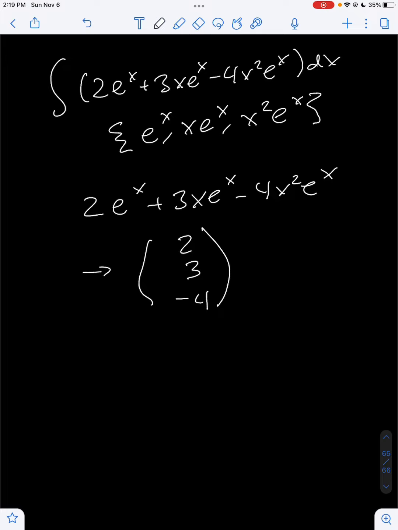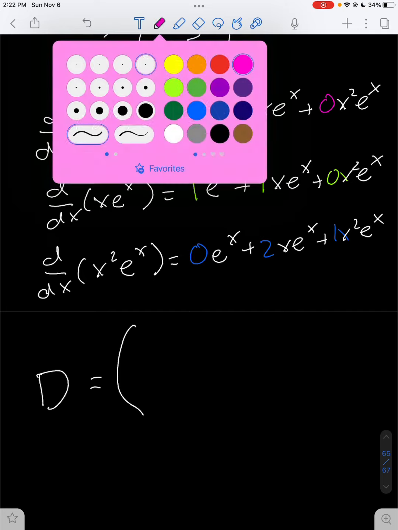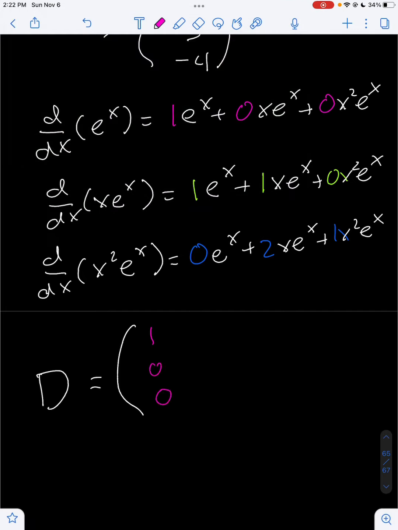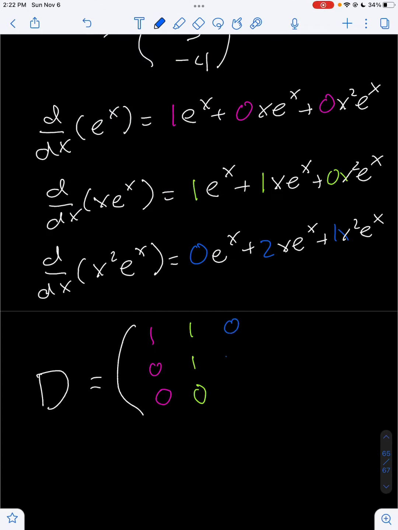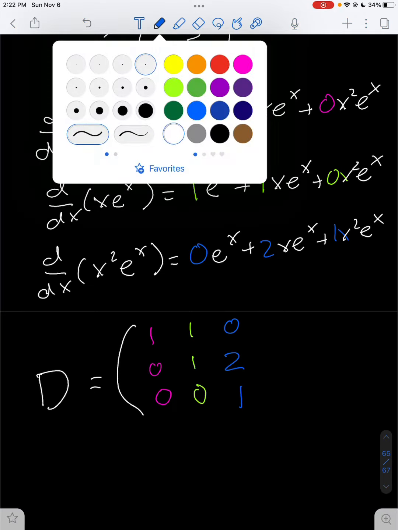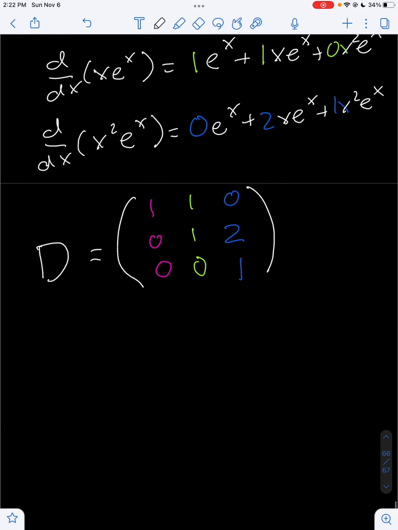So to find our derivative operator, all we have to do is take the derivative of each of our basis vectors. Now what we have done here is we have color-coded our coefficients like before. So our derivative operator is just going to be 1, 0, 0, 1, 1, 0. Just go straight down or straight across, however you say it. And then 0, 2, 1. So that's our derivative operator represented as a matrix.